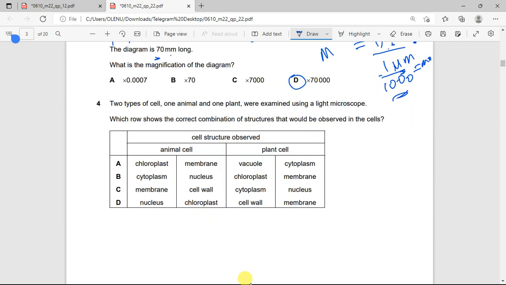Okay, they said two types of cell, one animal and one plant, were examined using a light microscope. Which row shows the correct combination of structures that will be observed in the cell? Now, cell structure observed: animal cell, plant cell. Animal cells don't have chloroplast. Animal cells don't have cell wall. So obviously, my answer would be B, without even looking at this. But looking at this, you find out that it has chloroplast and cell membrane.